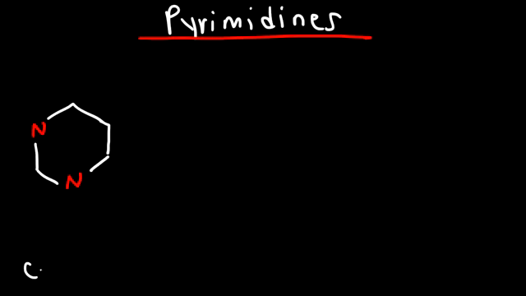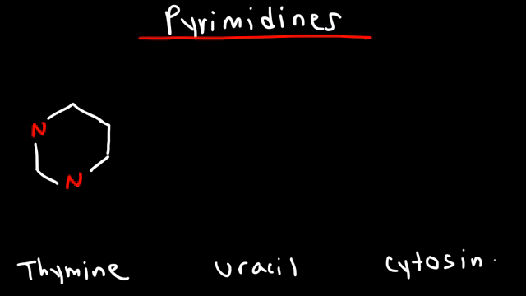But the structure of the 6-membered ring is very similar. So on the left, I'm going to draw, let's start with thymine. And then in the middle, I'm going to draw uracil, and then cytosine. So all three of these nitrogenous bases, they have the same general structure. The six-membered ring, as you can see, it's very similar.